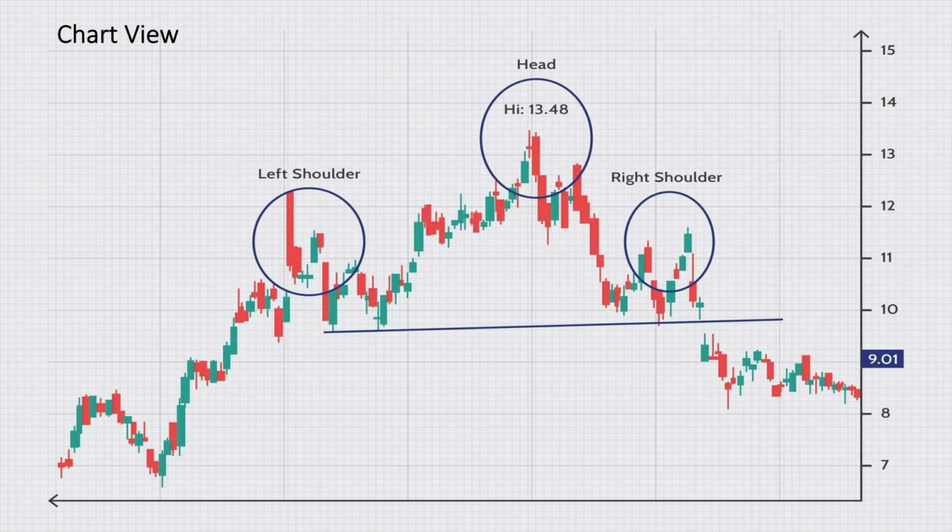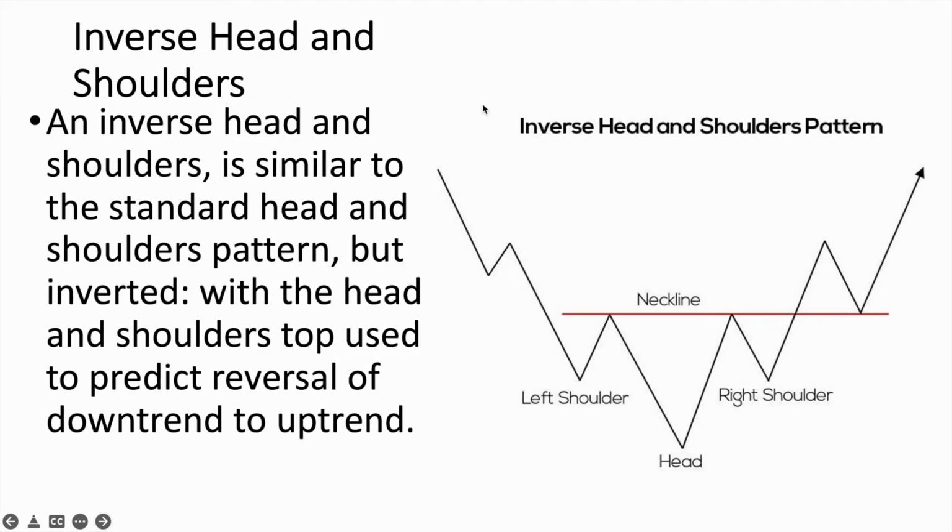Moving forward, inverse head and shoulders. An inverse head and shoulders is similar to the standard head and shoulders pattern, but inverted, just upside down. Head and shoulders are used to predict reversal from uptrend to downtrend, while the inverse is used to predict downtrend to uptrend.